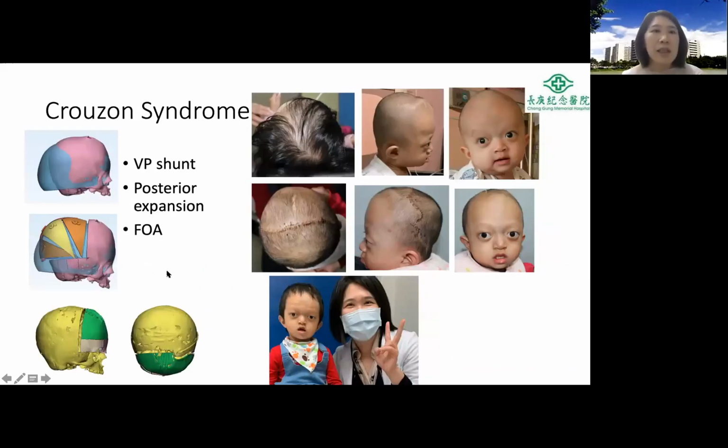So that's another Crouzon baby. We did the VP shunt at an early age, and at that time, because there was no distraction device, we did posterior expansion, and after 6 months, we did the FOA.